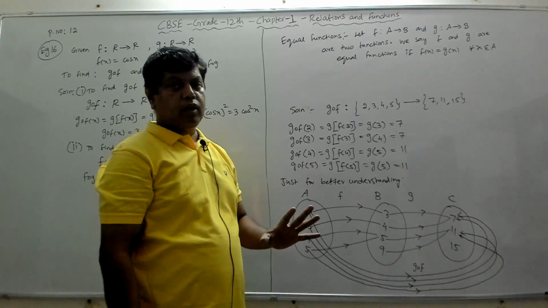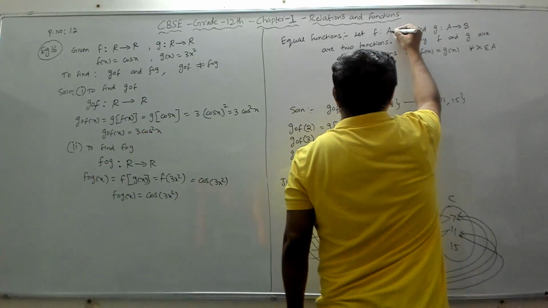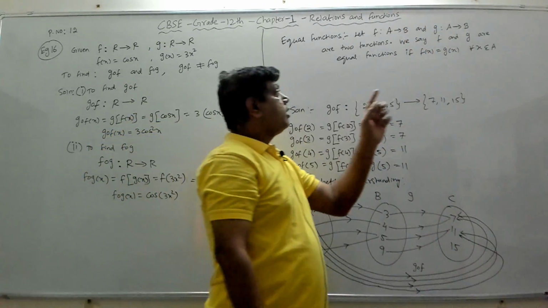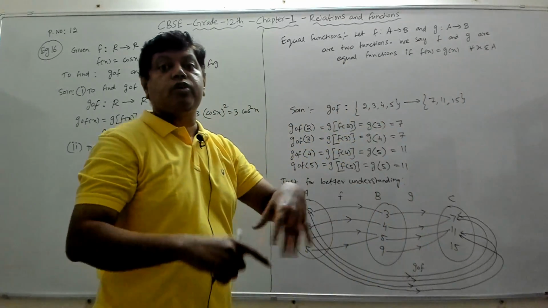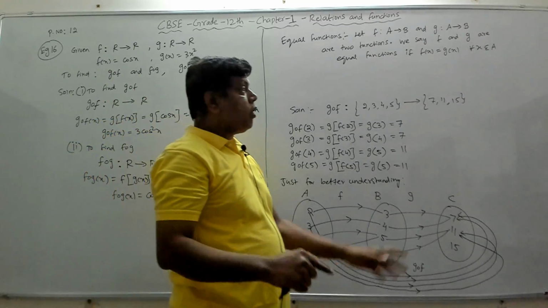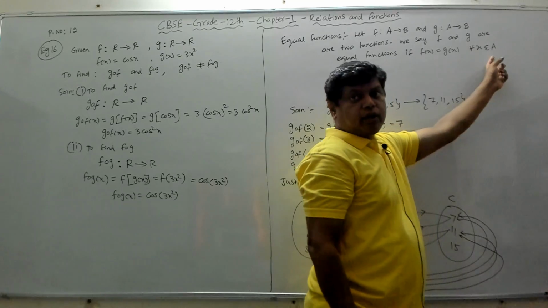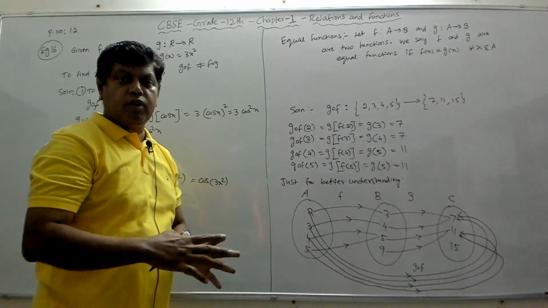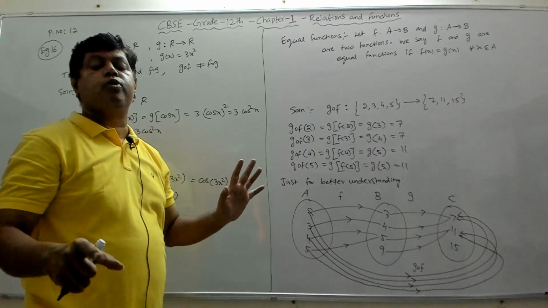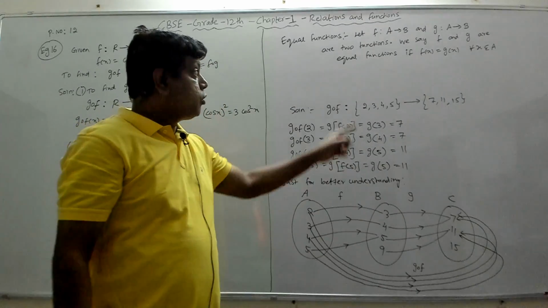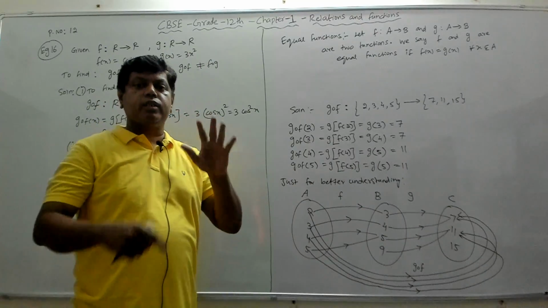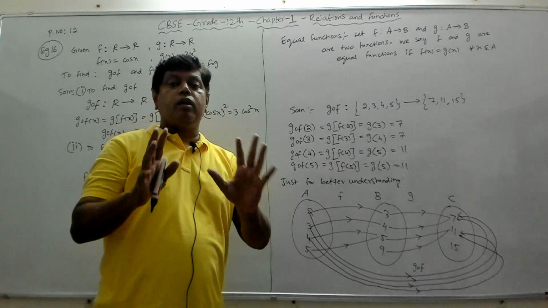Then when are two functions not equal? Suppose they are from the same set, f from A to B, and g is also from A to B. Suppose we find one x in A such that f of x is not equal to g of x. If I take one element from the domain, find the f of x value, and then find the g of x value, and they are different, even for one element, then we will say that the two functions are not equal. So for the functions to be equal, f of x and g of x should be equal for every x. Then we call the functions equal.